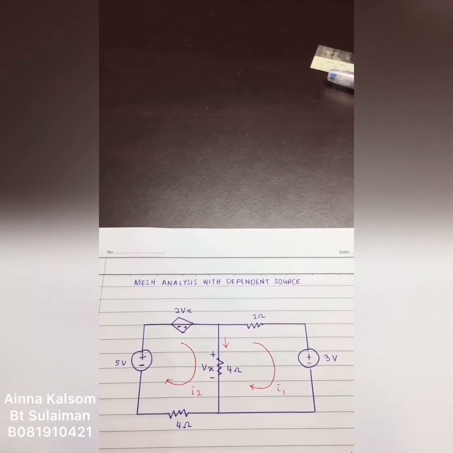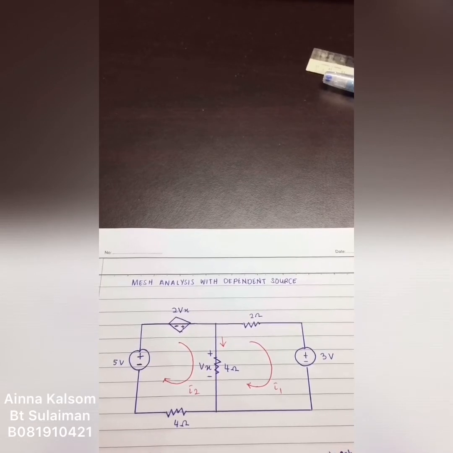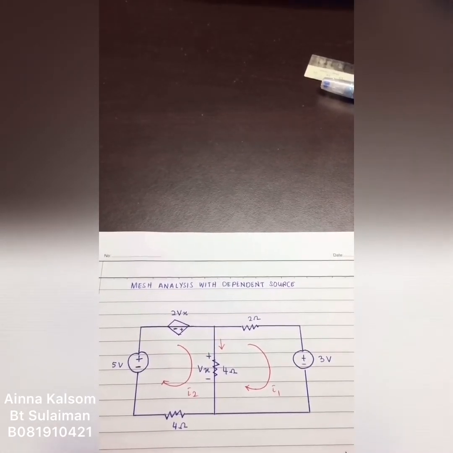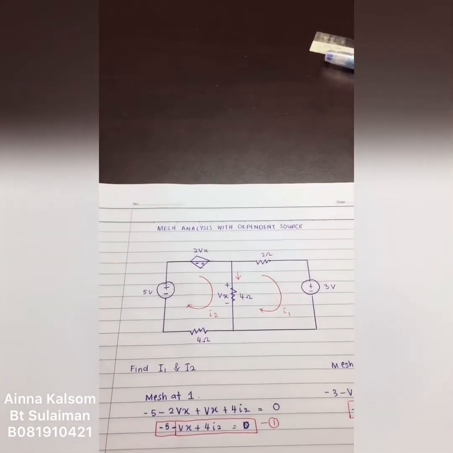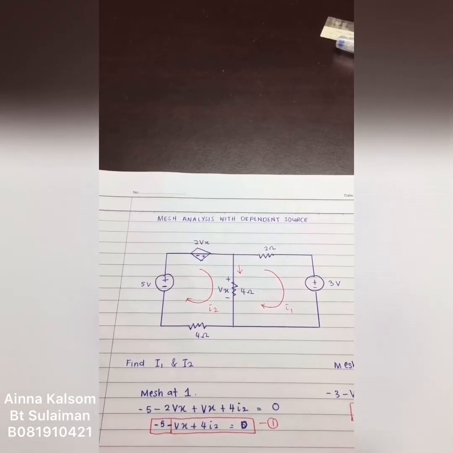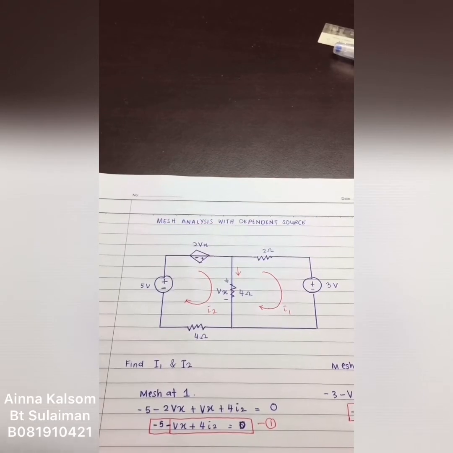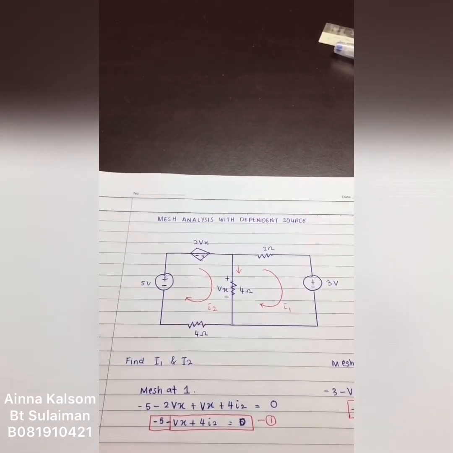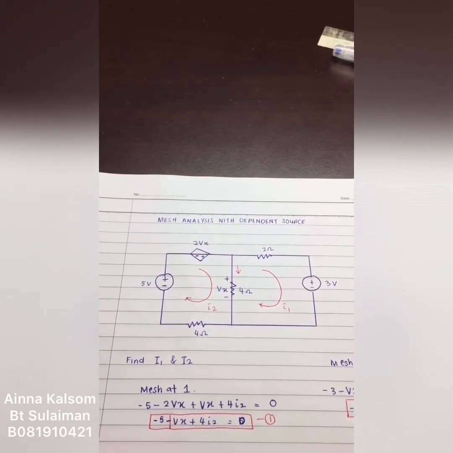This is the first example of mesh analysis with dependent source. First of all, we need to decide which is loop 1 and loop 2. From mesh 1, we can find that negative 5 minus 2Vx plus 4I2 equals 0. By using simple algebra, we can get the first equation for mesh 1.